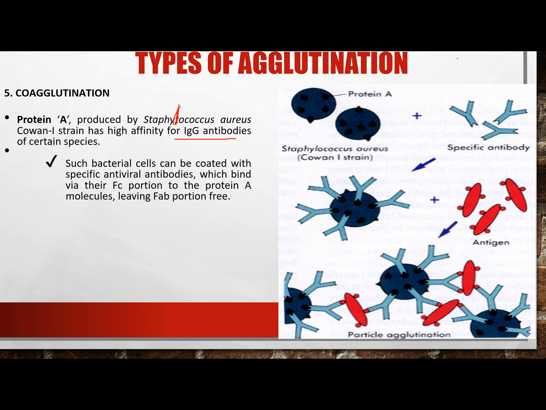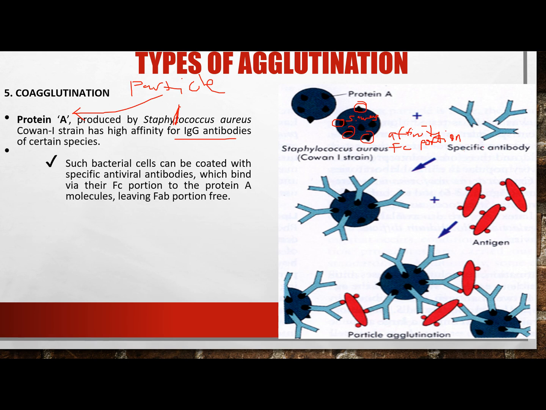Okay. In co-agglutination, class, you would be using a type of particle. The particle that you're going to use here is protein A produced by Staph aureus. So this is your Staph aureus, class. On the surface of Staph aureus, you will find protein A. Now, this protein A, class, has an affinity to the Fc portion of the antibody. When you say affinity, it is attracted to the Fc portion of the antibody.